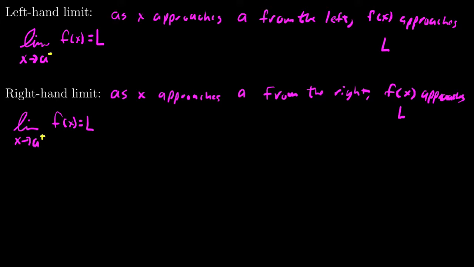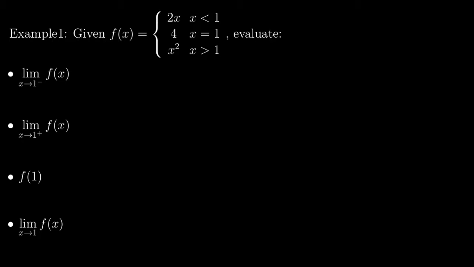So let's look at a couple of examples, and I'll give a little bit more information on this and how it ties into values of functions and the limit in general of a function. In the first example, given this piecewise function where f of x is equal to 2x when x is less than 1, 4 when x is equal to 1, and x squared when x is greater than 1, I want to evaluate the left-hand limit, the right-hand limit, the value, and the limit.